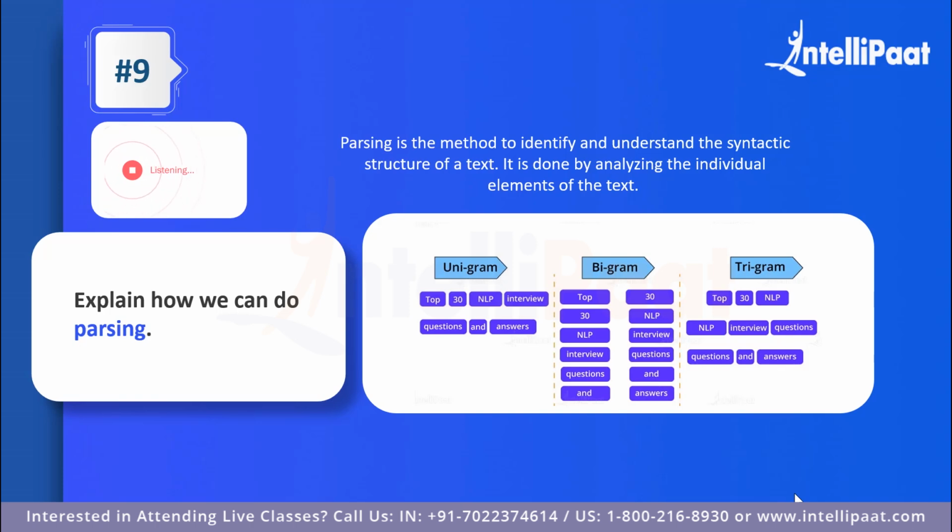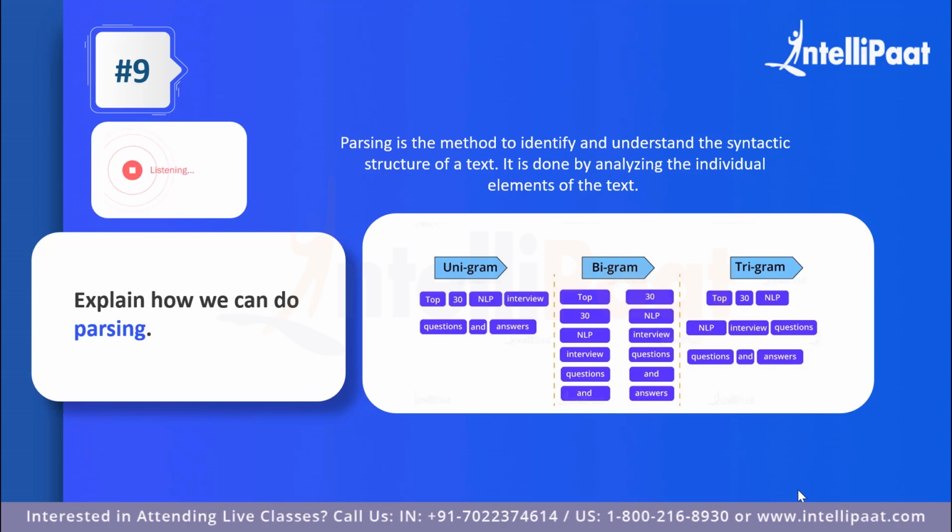So you can see the diagram over here. It represents the unigram, bigram, and trigram. So the sentence is top 30 NLP interview questions and answers. While parsing the text one word at a time, it gives us the output as top, 30, NLP, interview, questions, and answers separately. Each word is separate. So this is unigram. And coming to bigram, it parses two words at a time, that is top 30, 30 NLP, NLP interview, interview questions, questions and answers. So these are two words at a time and they are called bigrams. Then finally trigram, so it parses three words at a time. So it takes top 30 NLP, 30 NLP interview, NLP interview questions, interview questions and answers. So it is parsed three words at a time. So they are called trigrams.